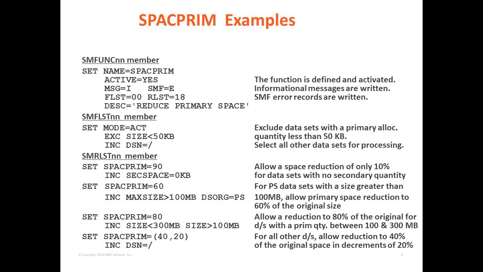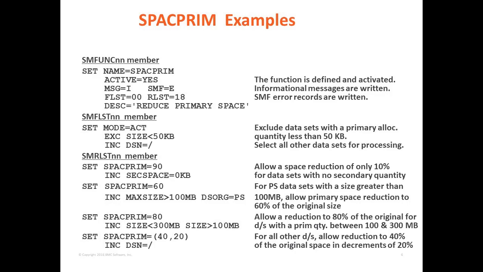The first set statement is to allow a reduction of only 10% of the primary request for datasets with no secondary space coded. The second set statement will not reduce the primary more than 60% of the requested amount for any physical sequential dataset whose size is greater than 100 megabytes.